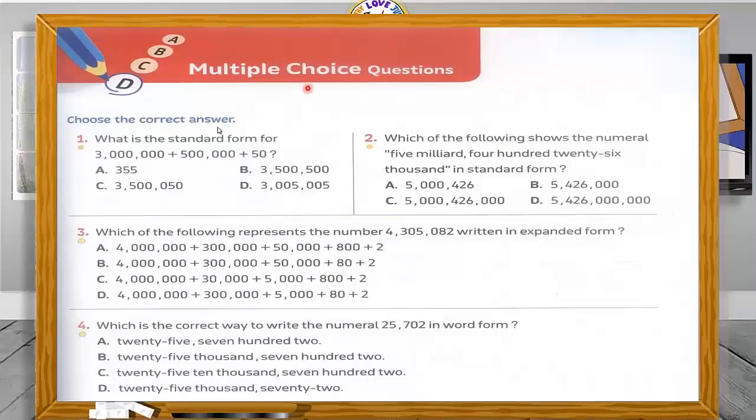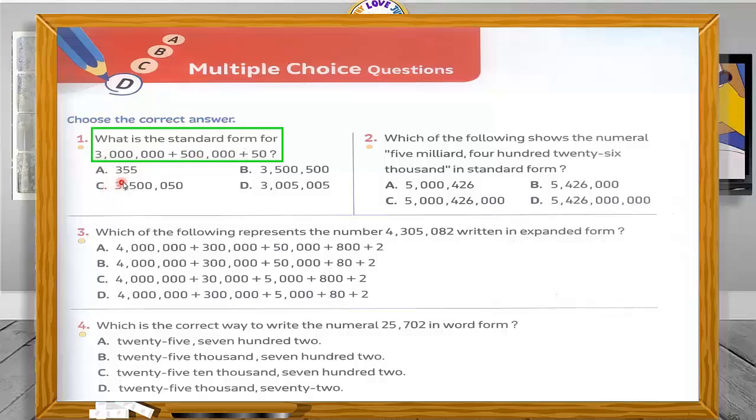Multiple choice questions. Choose the correct answer. This is a very important question. Focus well here, it's so easy. What is the standard form of 3,500,050? Standard form means you should search down in the answers for the same number in standard form.